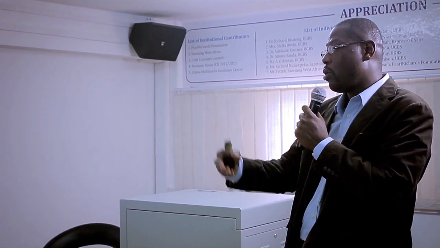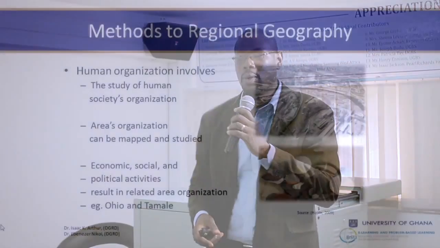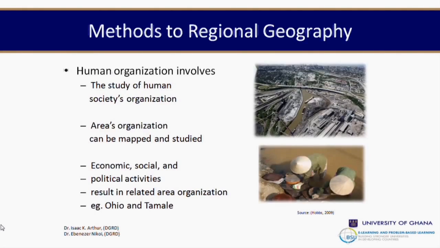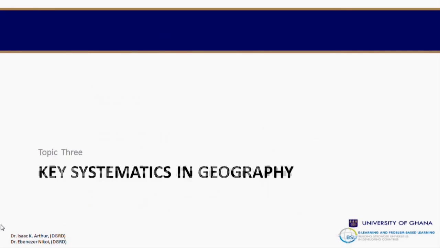So for example, you go to a place like Ohio, you could see that the spatial organization there is much different, compared to, let's say, Tamale, because of the economic strength. Ohio is a very rich city, so the individuals there have money, so they are able to put up different structures. So it gives it a different outlook when you compare it to a place like Tamale.